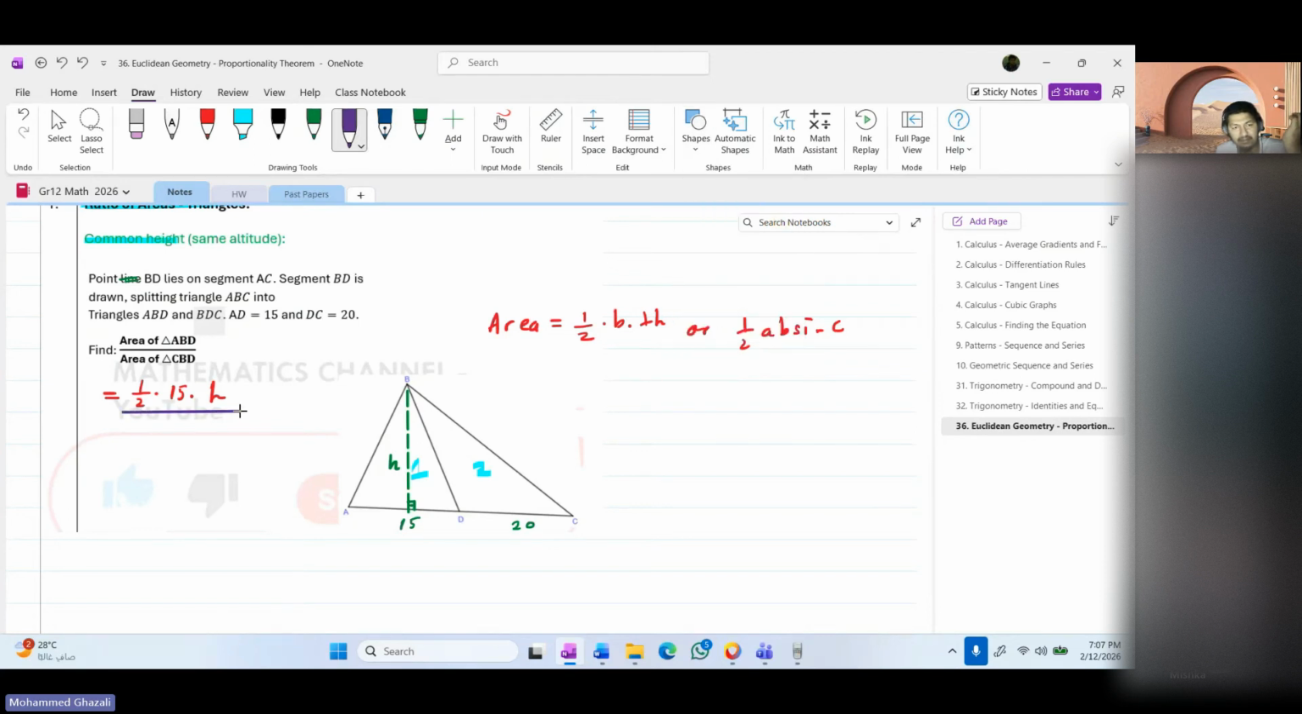And then the same here, we've got half. What's the base of this triangle? CD is the base, which is 20, times the height. Now see what happens. The half and the half cancel out. The h and the h cancel out because we're trying to find the ratio of the areas. So what we get is 15 out of 20, which is 3/4.